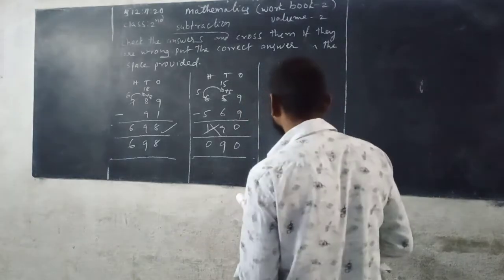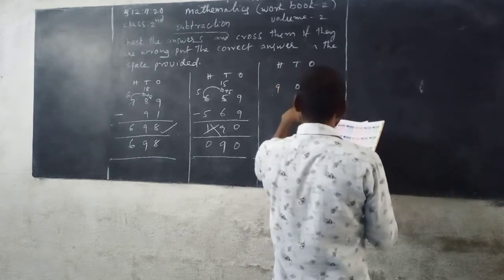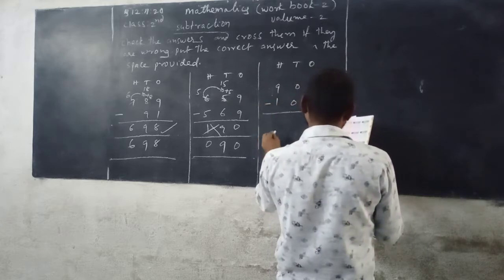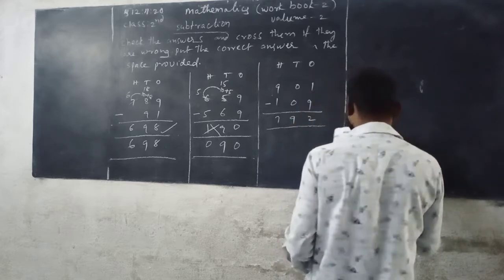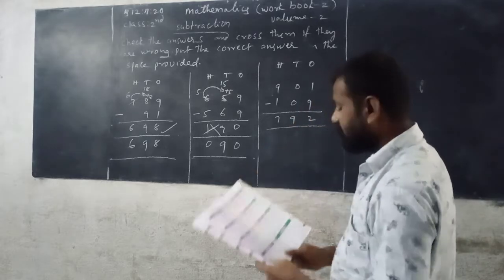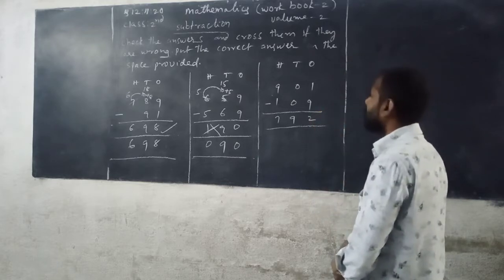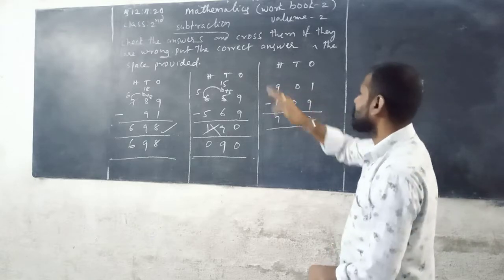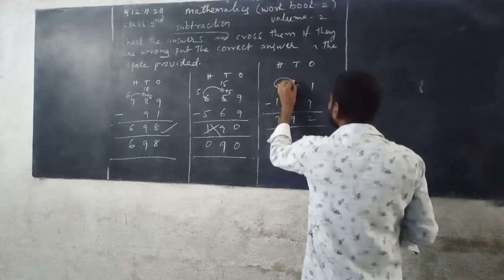Now next, 901 minus 109 is equal to 792. Once check it. See here, 1 minus 9 is not possible. Take borrowing from 0. Here there is no number. So 0 is asking the hundreds place, please give borrow to me. Then 9 is giving borrow to this 10.